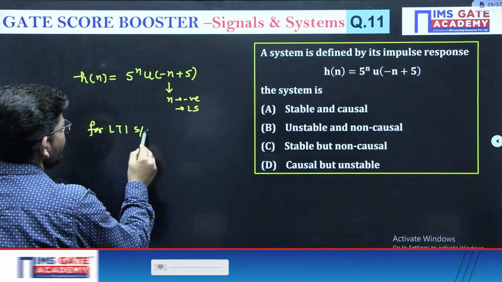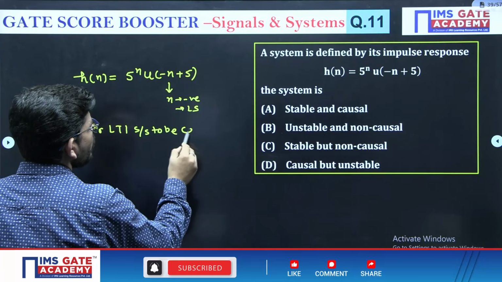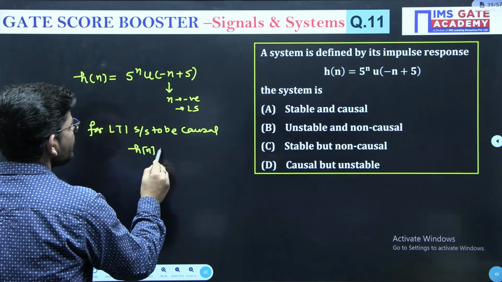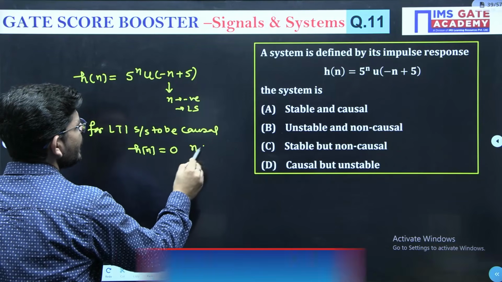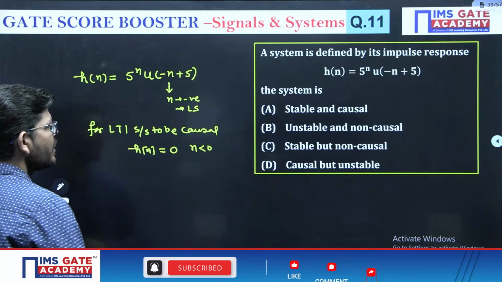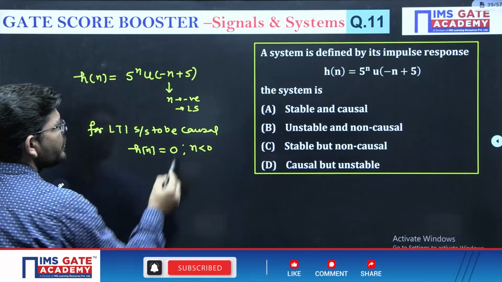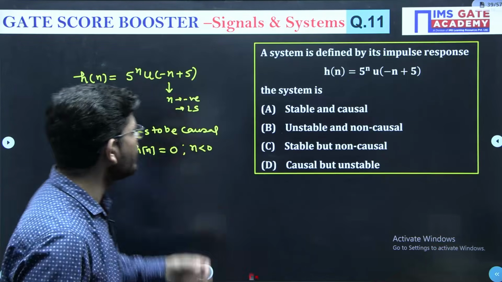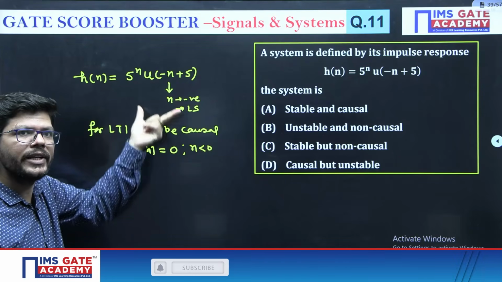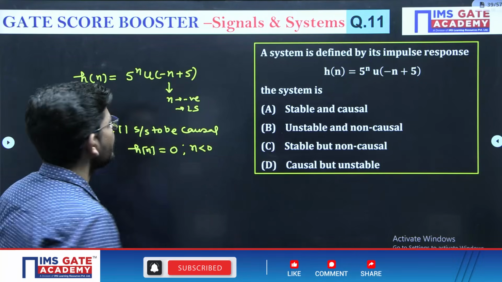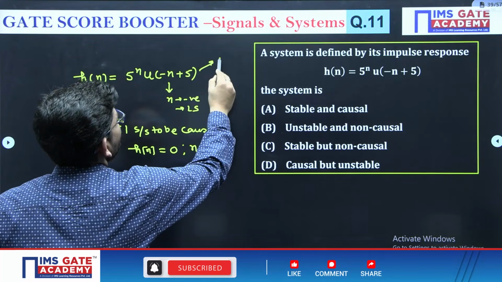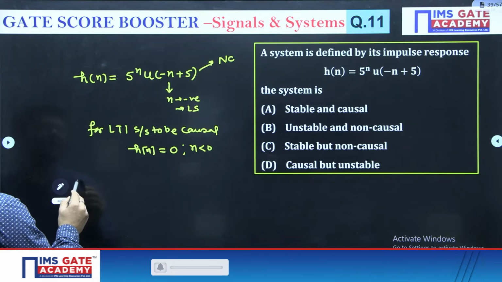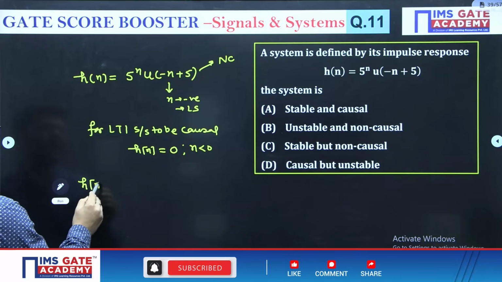For an LTI system to be causal, the condition is that its impulse response should be 0 for n less than 0, which means the impulse response should not exist for negative values of n. It is here existing for negative values, so it is not causal, right? So this is non-causal.